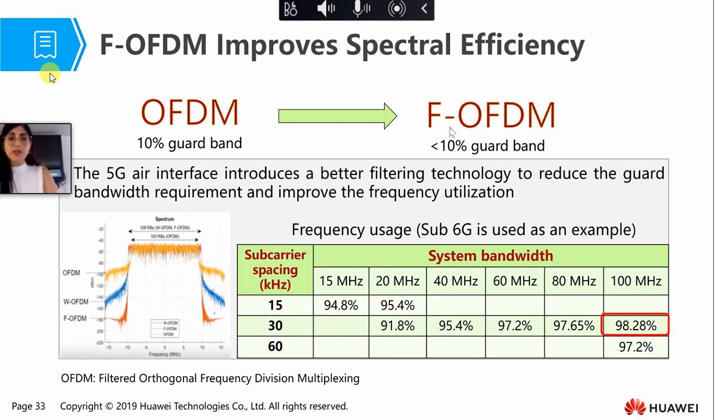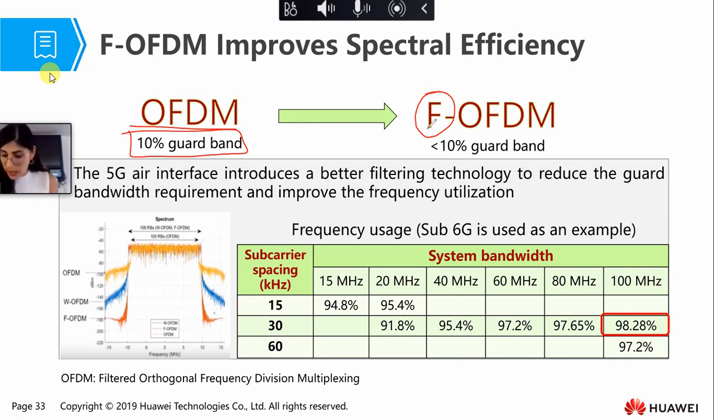Again, to improve the spectral efficiency, we already talked about F-OFDM. So actually, OFDM technology is still used, but we use the filtered OFDM. By improving the filtering technology, we can reduce the guard bandwidth requirement so that we can increase the frequency utilization. For example, if we compare 5G and 4G, in 4G we used simple OFDM and we needed 10% of guard band. So 10% of our bandwidth was a guard band.